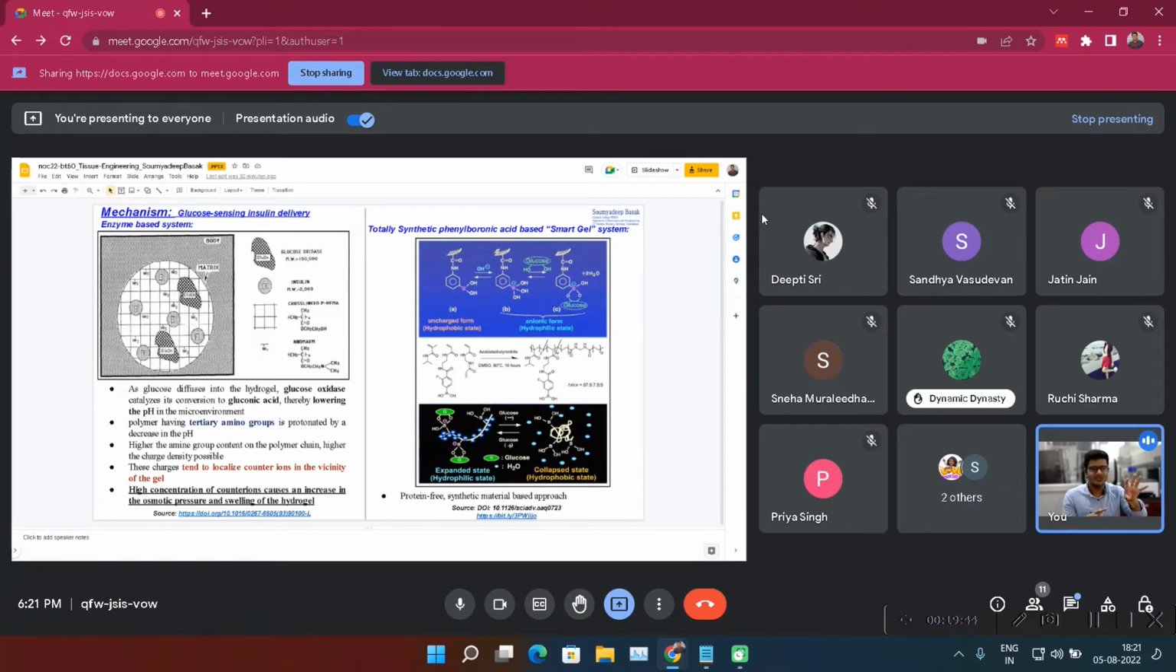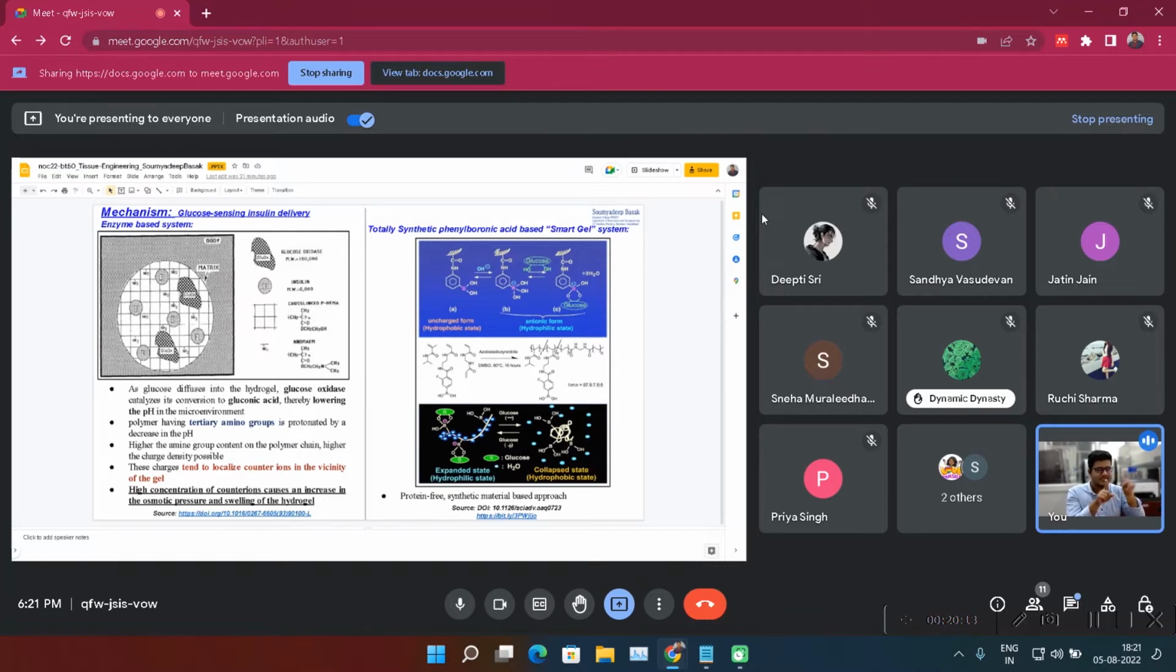So they have used these phenylboronic groups with various synthetic polymers. They have cross-linked the phenylboronic acid groups, pairing them with polymer monomeric forms, and formed the hydrogel. They have seen that when the glucose is not there, it is in the collapsed or hydrophobic state. The polymer chains are entangled. Now, as the glucose is entering, the phenylboronic group is interacting with the glucose.